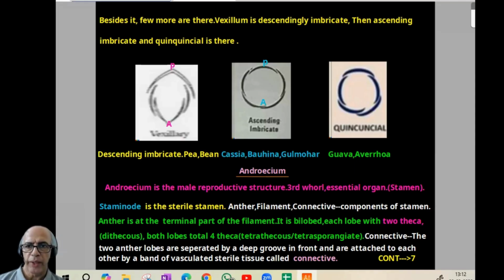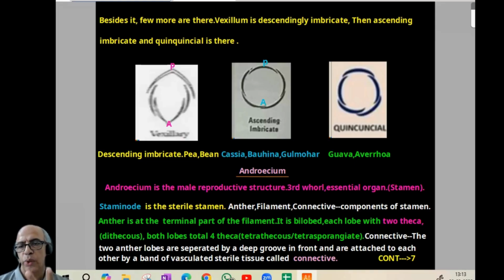Now we can proceed to androecium. Androecium is the first reproductive structure we have to start. The male reproductive structure, an essential organ. Androecium is otherwise called stamen. If a stamen is sterile, it is called staminode. And stamen has got 3 parts: filament, anther, connective, the components of stamen. Anther is at the terminal part of the filament. It is usually bilobed, each lobe with 2 theca. So bilobed, dithecous. For each lobe, it is dithecous.